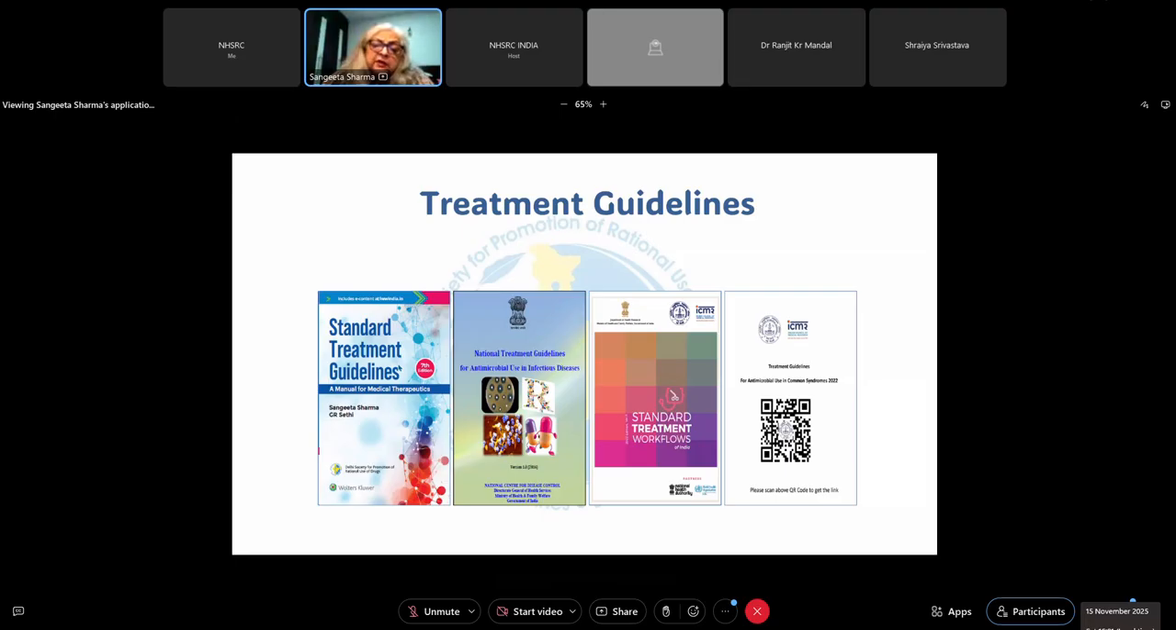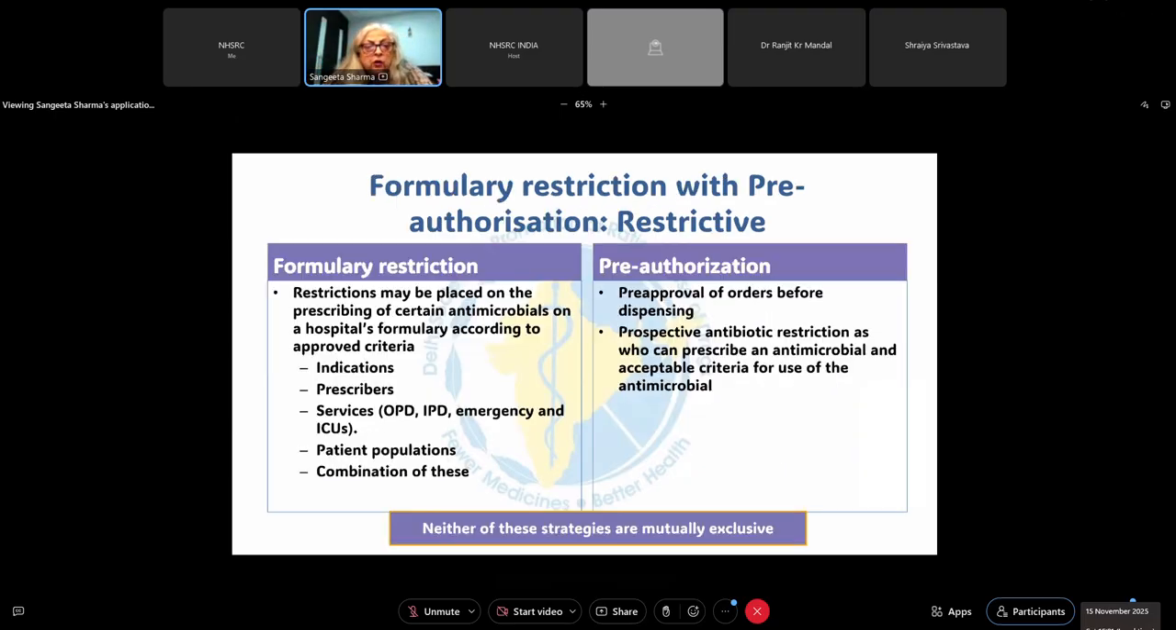So you can consult any one of these. There is no need to reinvent the wheel. There is no need to make fresh guidelines. These are already available. You just have to see which one suits you more in your situation. You can adopt and follow these.